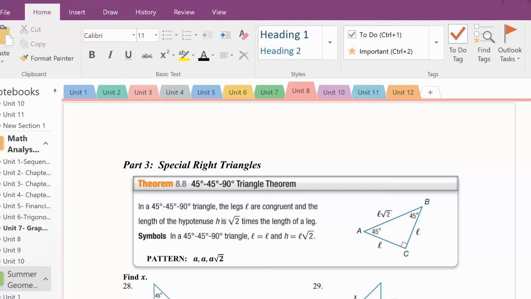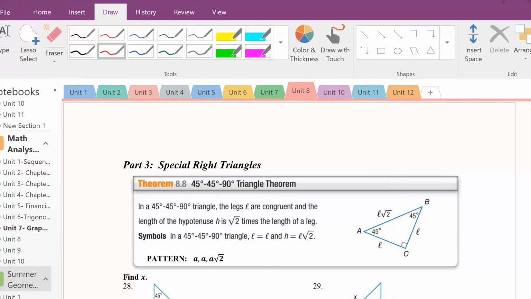Welcome to tonight's video on Unit 8, Part 3, talking about special right triangles. There are two types of special right triangles.